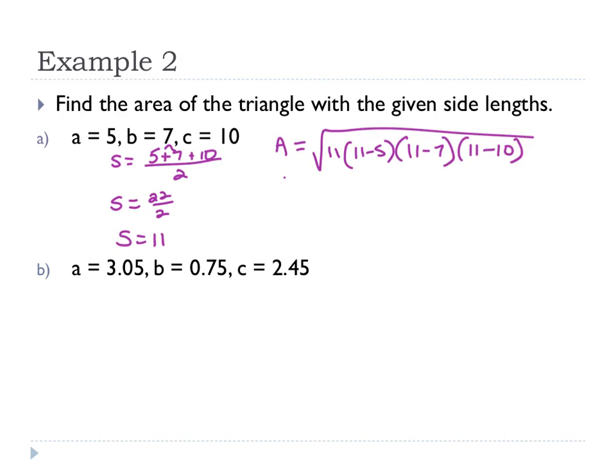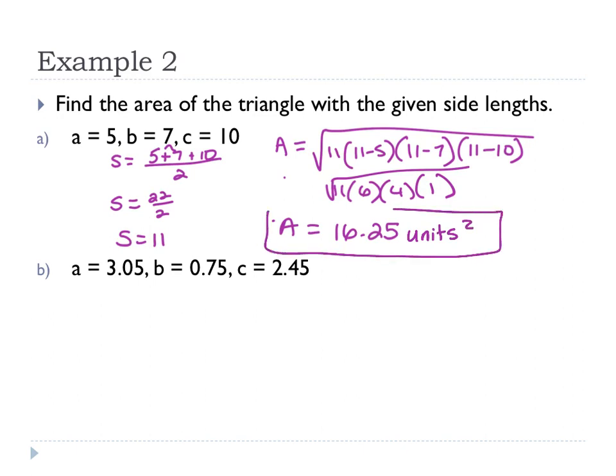So 11 minus 5, 11 minus 7, 11 minus 10. Or you could have figured all those out and done 11 times 6 times 4 times 1. Okay, you could have worked it all out, but you have your calculator, so might as well use it. A equals 16, I think it says 2 points 2, rounded to the nearest hundredth on your quiz, so you keep it that way. And this would be unit squared. Don't put units squared or wrong.